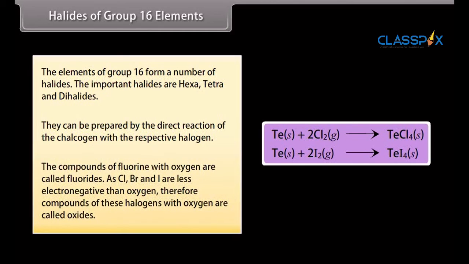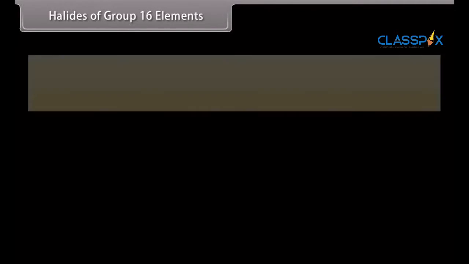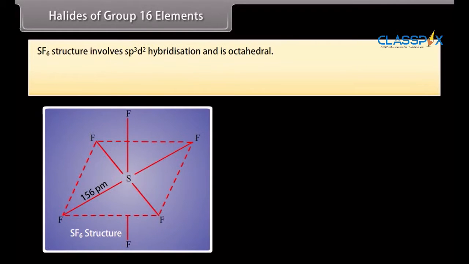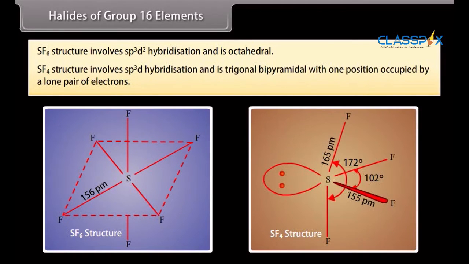The compounds of fluorine with oxygen are called fluorides. As chlorine, bromine and iodine are less electronegative than oxygen, compounds of these halogens with oxygen are called oxides. SF6 structure involves sp3d2 hybridization and is octahedral. SF4 structure involves sp3d hybridization and is trigonal bipyramidal with one position occupied by a lone pair of electrons.